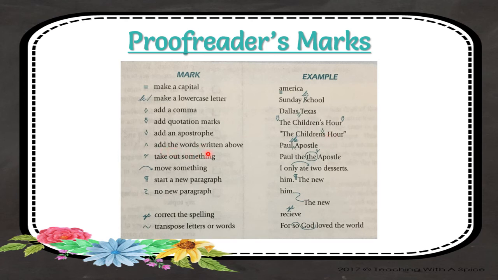Add the words written above, just a caret. So here, Paul the Apostle. You want to add the in between Paul and Apostle, so you put a caret there to show something's being added, and then write the word above it. This little squiggle is to take something out. We've worked with that before, so circle it and add that squiggle, and there you go. You want to move something, just use an arrow.